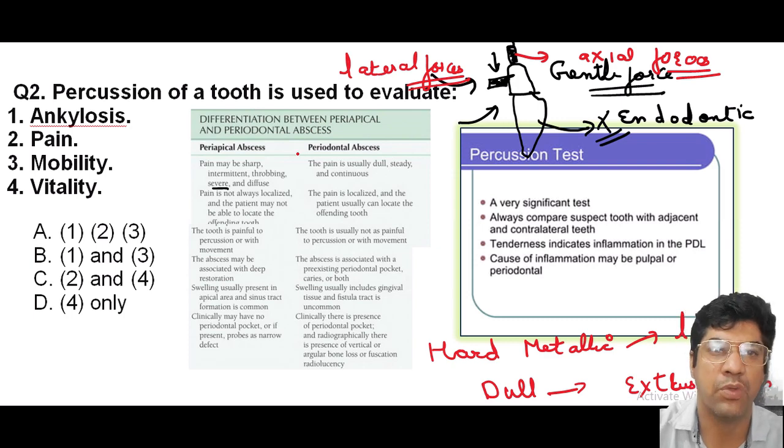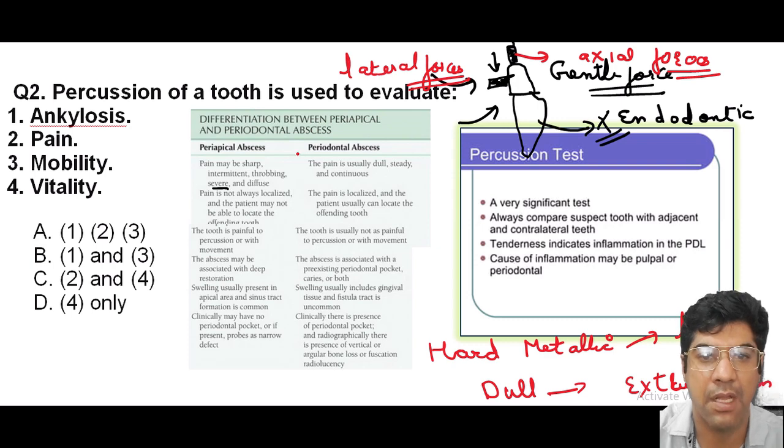Now let us move to the options. The first option is ankylosis. Percussion can help to evaluate ankylosis, that is a condition where the tooth gets fused to the surrounding bone. So if the tooth is ankylosed, it will produce a different sound and sensation upon percussion.